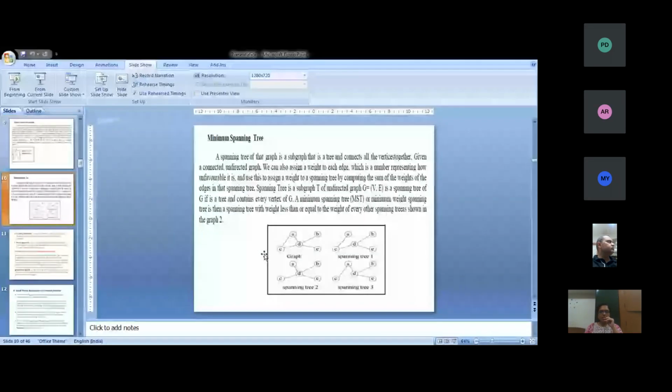So this is a spanning tree. Spanning tree, already we know what is a spanning tree. It is a subgraph of the tree. It connects all the vertices. So you'll be having all the vertices, but it is a subgraph of the main tree. So that is the spanning tree.